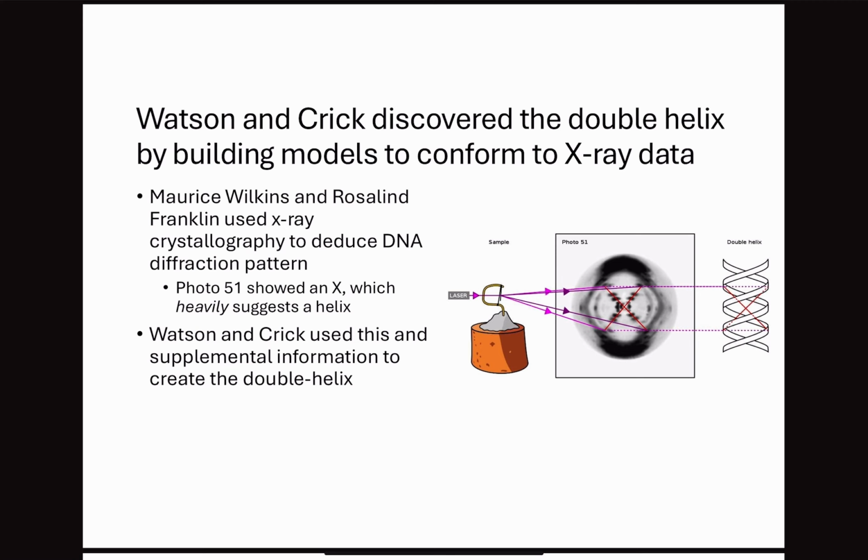But it wasn't until Maurice Wilkins and Rosalind Franklin used X-ray crystallography to study the structure of DNA. Using X-ray crystallography, we have X-rays that are going to be diffracted as they pass through specific aligned fibers of purified DNA. The diffraction pattern can then be used to deduce the 3-dimensional shape of the molecules. So what happened is that Wilkins and Franklin took this really famous Photo 51, and when they saw that X shape, they knew that it heavily suggested a helix.